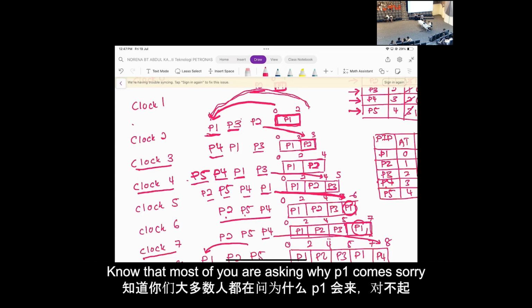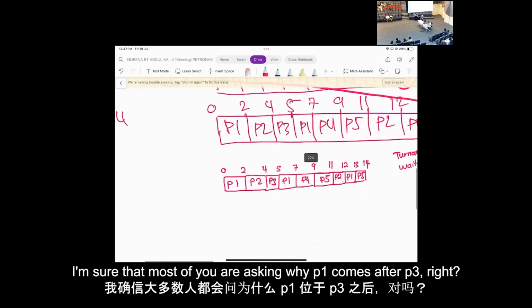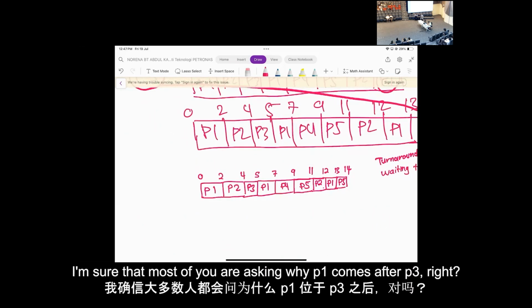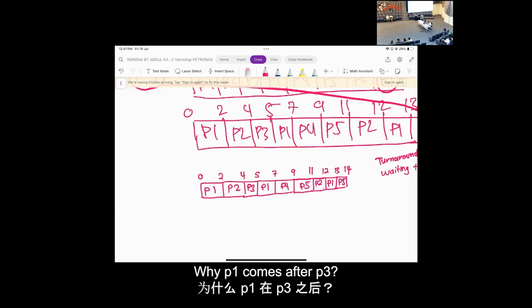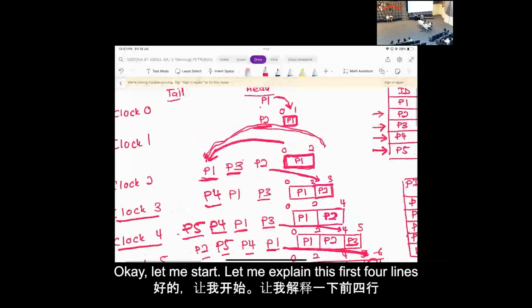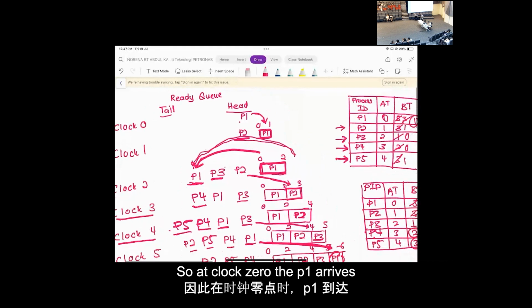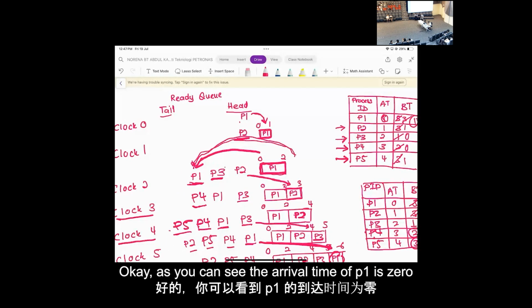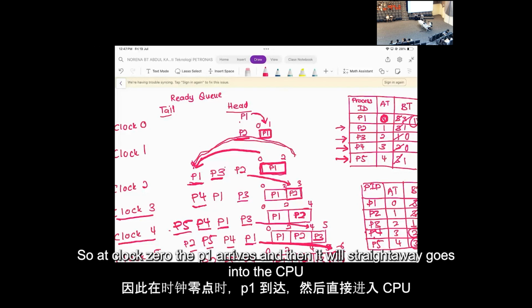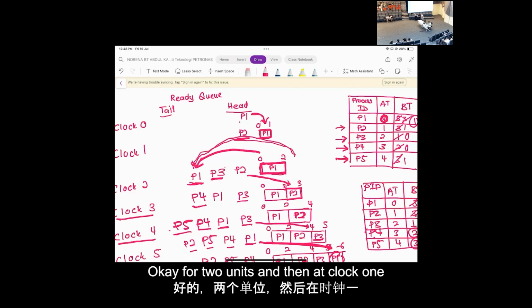I know that most of you were asking why P1 comes after P3, right? Why P1 comes after P3. So if you look here, let me explain these first 4 lines. At clock 0, P1 arrives. As you can see, the arrival time of P1 is 0. So at clock 0, P1 arrives, and then it will straight away go into the CPU execution for 2 units.